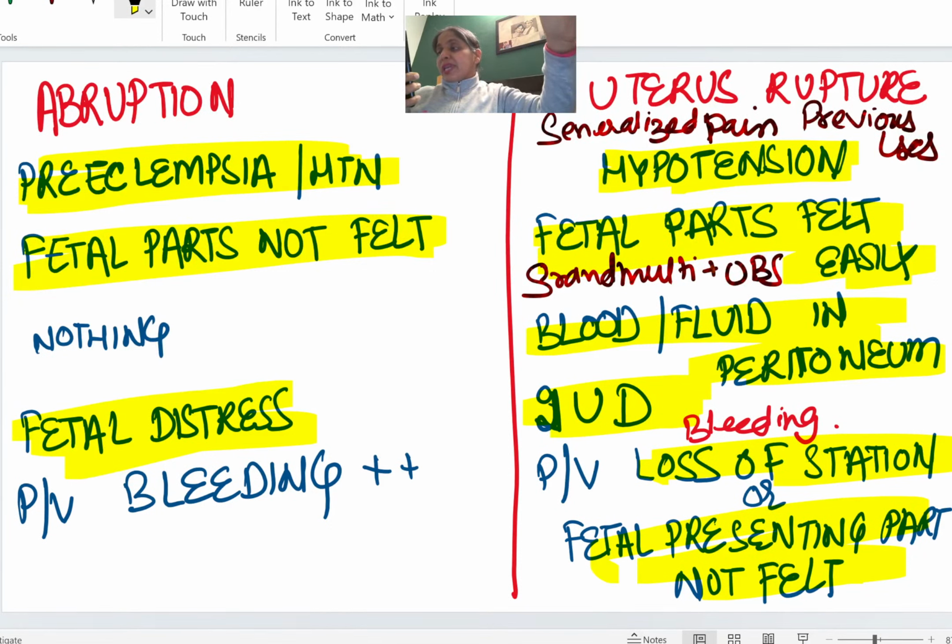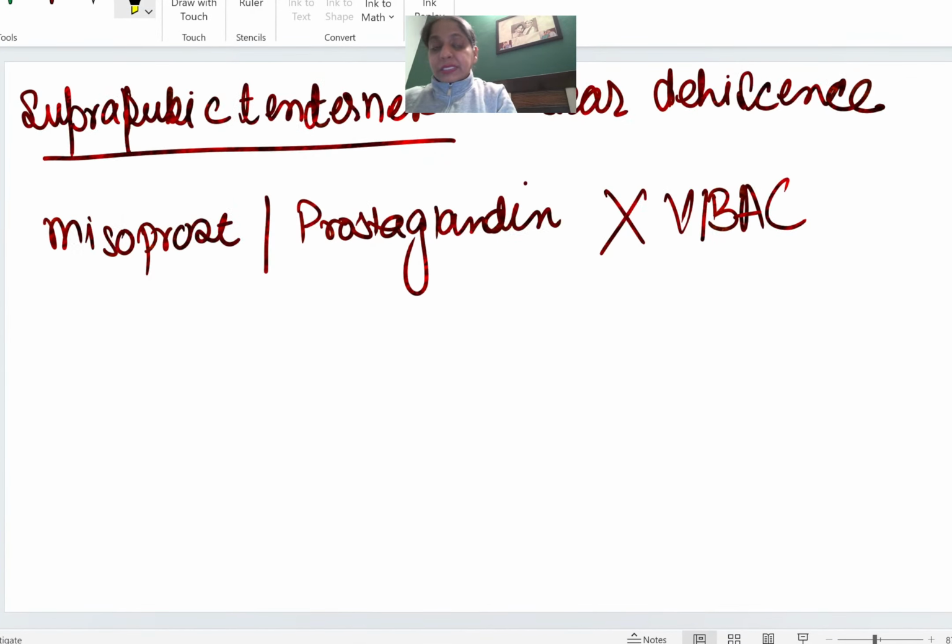So if they tell you the fetal heart rate is 100, it is abruptio, and in uterus rupture the fetal presenting part will not be felt on PV. These are the important signs.